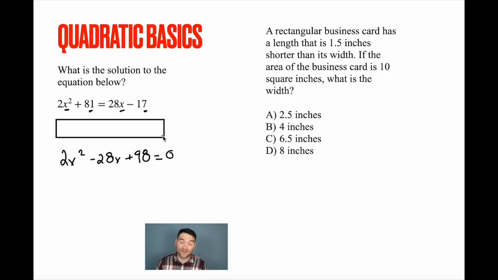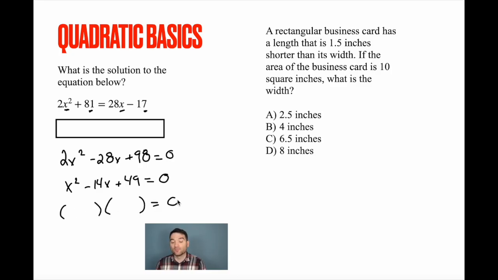And if I divide 0 by 2, I get 0. So what I get is x squared minus 14x plus 49 equals 0. All right. And if I'm factoring, I'm doing my factor trick, I'm looking for two numbers that when you multiply them together, multiply to positive 49 and add to negative 14.